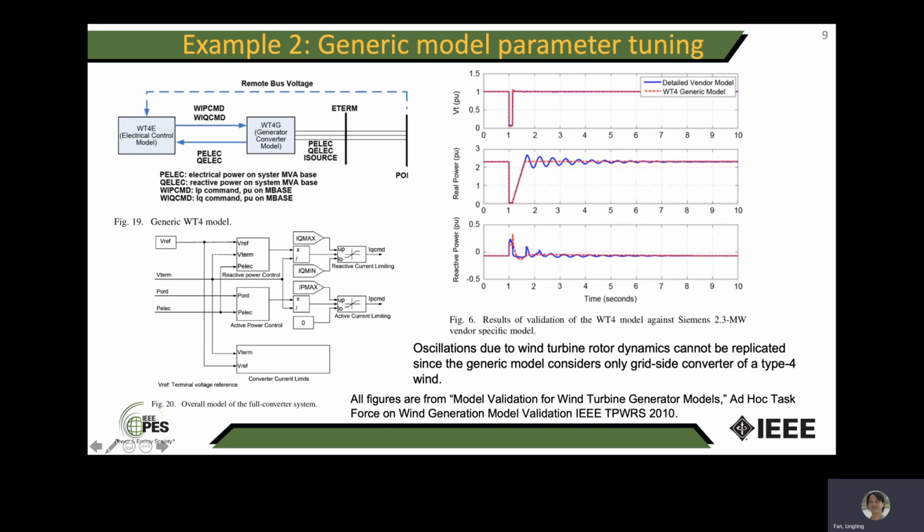And you can see the oscillations due to wind turbine rotor dynamics cannot be replicated, because the generic model ignores a lot of details from the other side. But at least we can see this is how we can do a lot of matching.